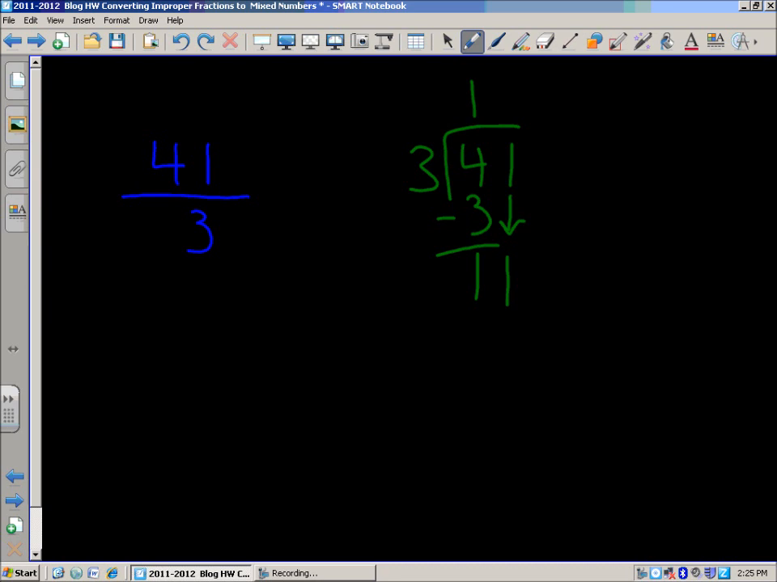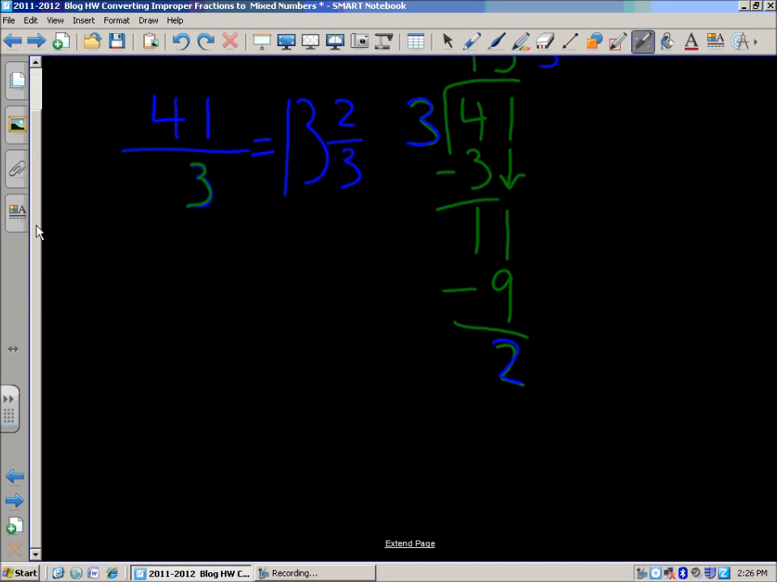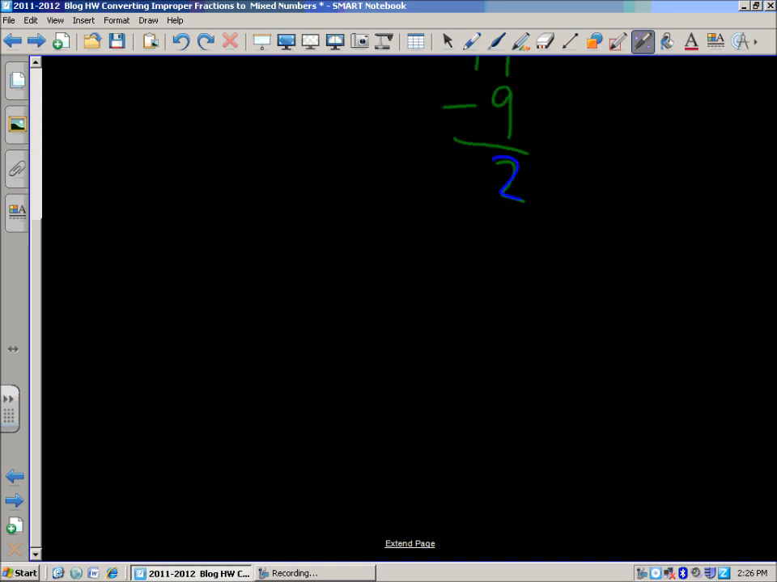3 times 4 is 12. That's too much. 3 times 3. Yep. 3 times 3 is 9. Subtract. You get 2. What do you do with that 2? Well, you keep the same denominator. We use that divisor up here. So it'll be 3. And let's see, your remainder down here was 2, so we'll put that up above. So we've got 13 and 2/3 is your improper fraction. So let's set it equal to 13 and 2/3. I think for this one, 41/3.